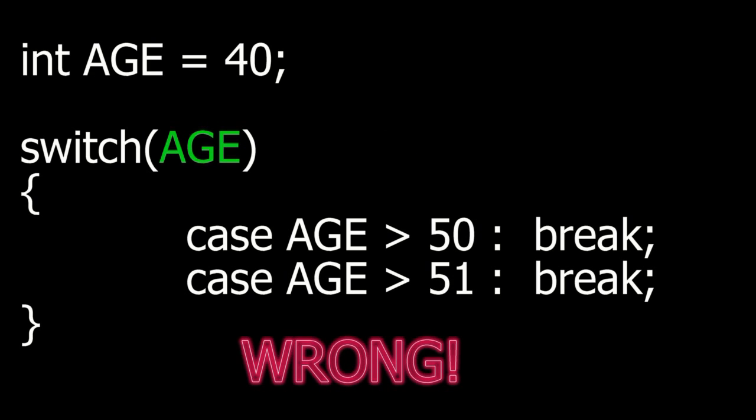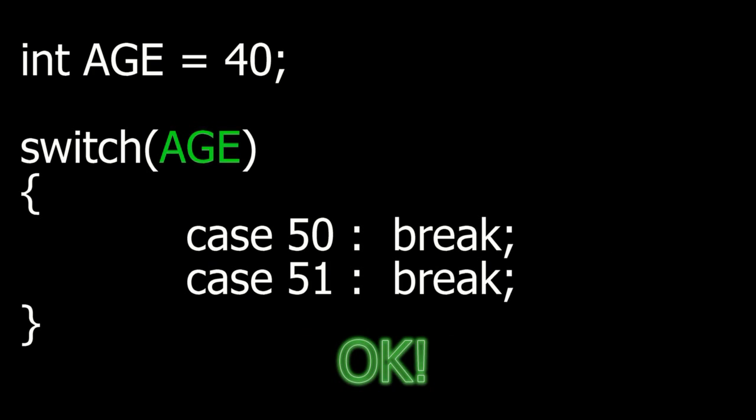I can't do complex comparisons in a switch statement. In other words, I couldn't switch on an integer called age and then make my cases whether age was greater than 50 or greater than 51. I can switch on simple values, so I could build my case on simply if age is 50 or age is 51.